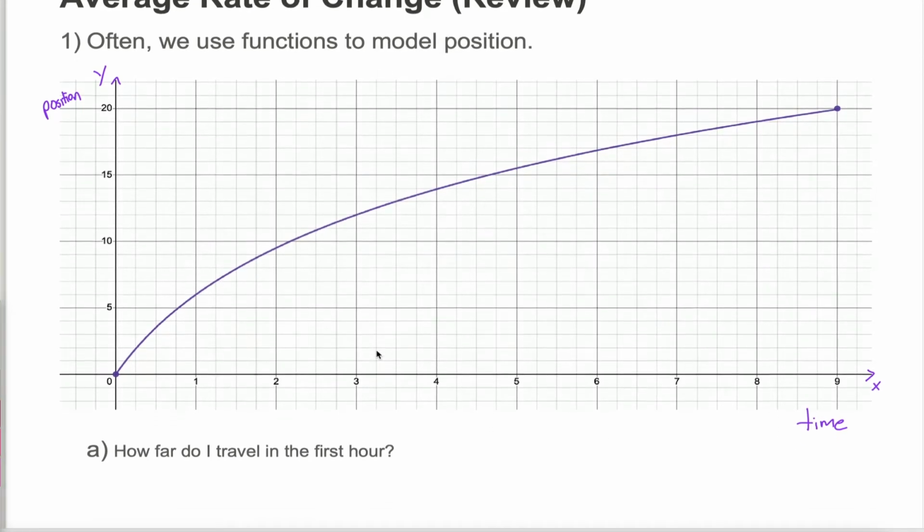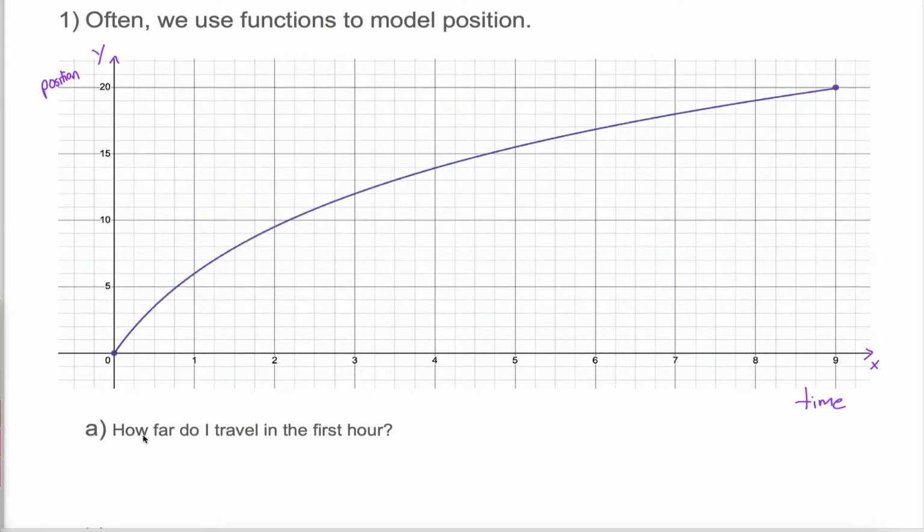So what a typical function question might look like is, how far do I travel in the first hour? And what's important here is that you can read this and understand that you're being told the input to this function and you're being asked about the output. How far do I travel in the first hour? Well, I know that after 1 hour, my value of x would be equal to 1. So I'd be at this point up here on the graph where it looks like the value of y is equal to 6. So after 1 hour, I'm 6 miles into my hike.